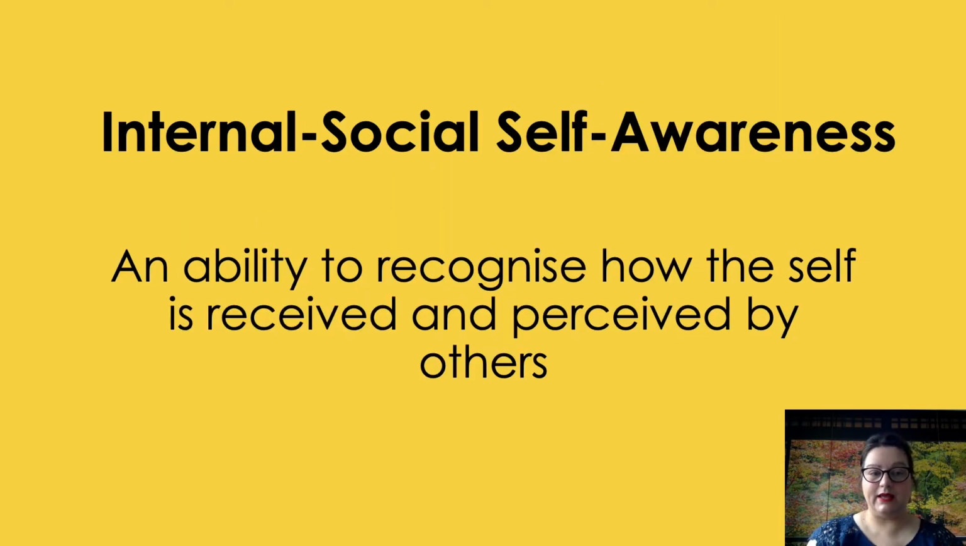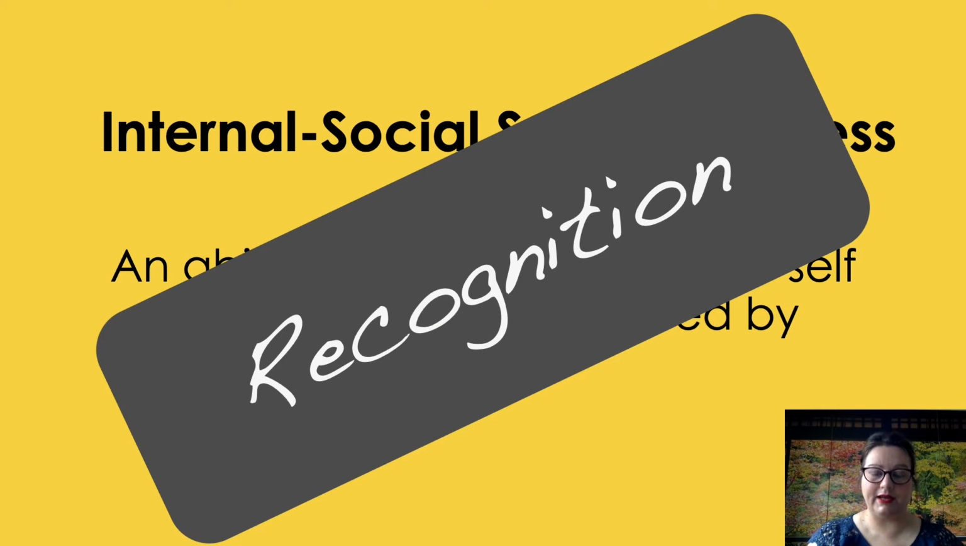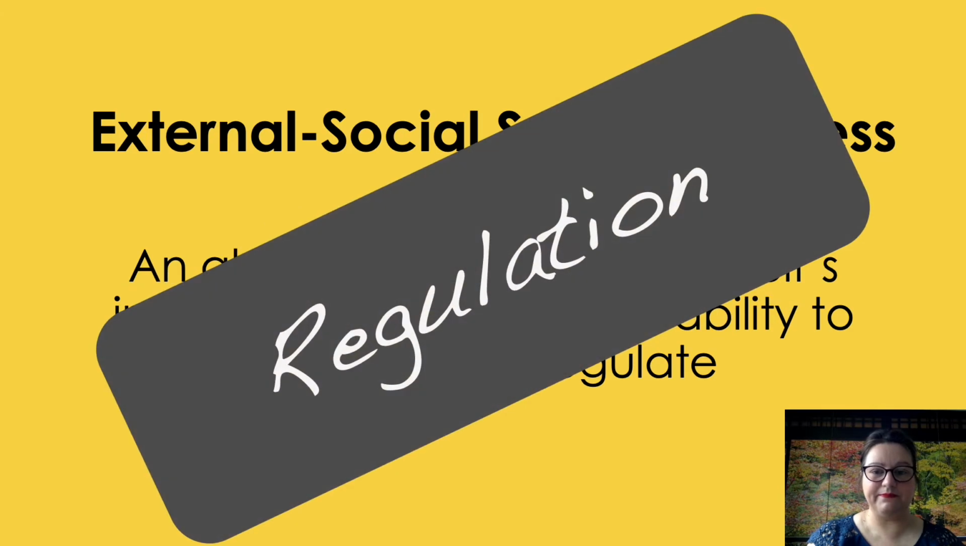The second layer, which is internal social self-awareness, I define as an ability to recognise how the self is received and perceived by others. And for shorthand, I refer to this as the recognition layer. Then you have the third layer, which is external social self-awareness, which I define as an ability to recognise the self's impact on others and the ability to respond and regulate. And for shorthand, I call this the regulation layer.